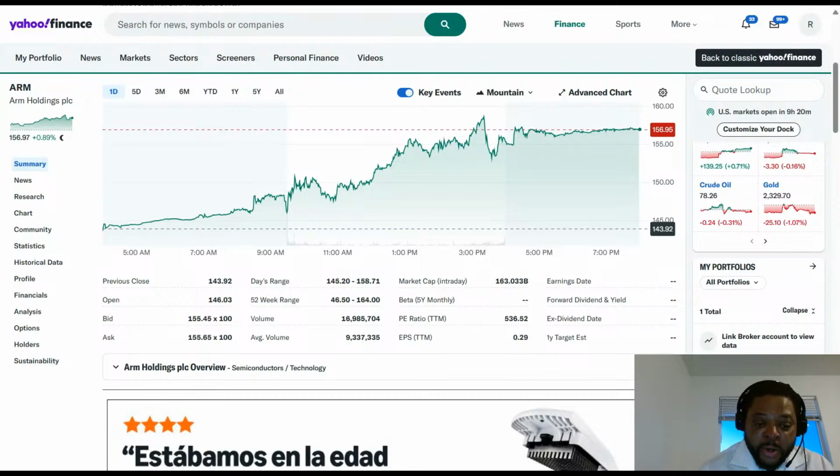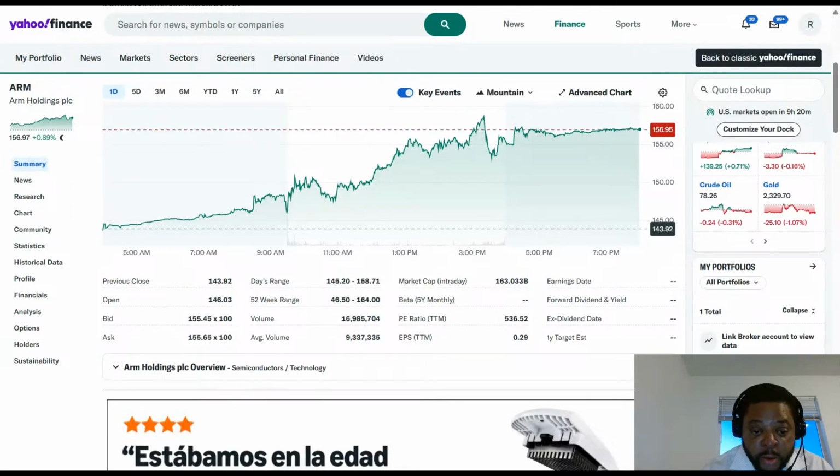But let's keep going. Wow. So the day's range was $145.20, and it went all the way up to $158.71. Wow, that's a big, that's about 13 bucks and some change, $13.51 to be exact. I don't know what was going on with that stock, but I seen it up today. But invest for the long term. That's all I'm going to say for right now.